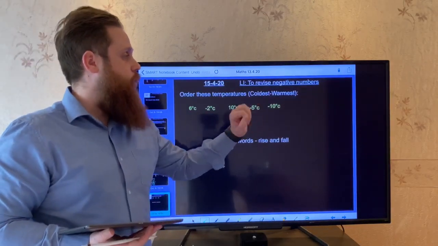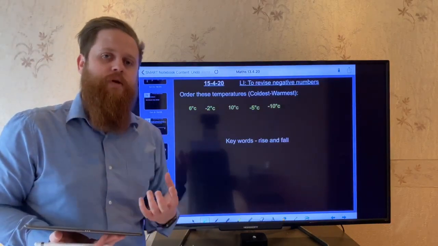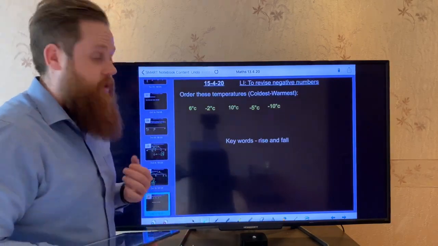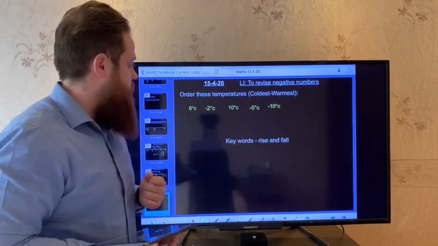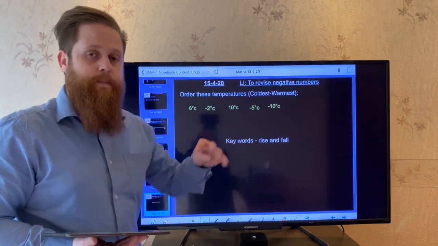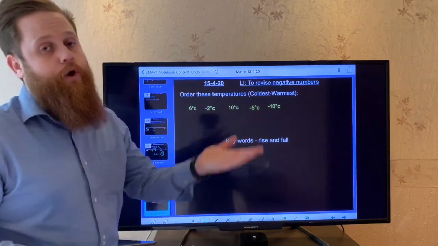And mine, I want to go from the coldest to the warmest, because remember, negative numbers often come up in temperature. That's our real life situation. It's where you see them all the time, especially if you live in Moscow in the winter. So the keywords are rise and fall, okay? The temperature fell, that means it went down. The temperature rose, okay? It has gone up.